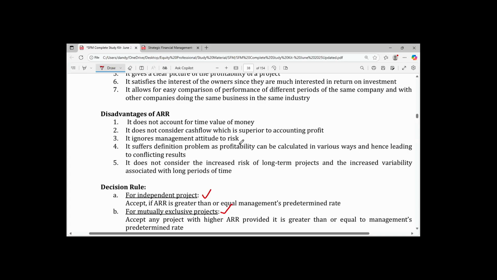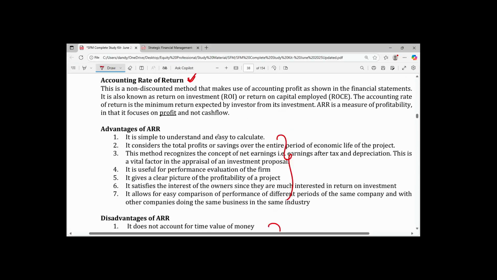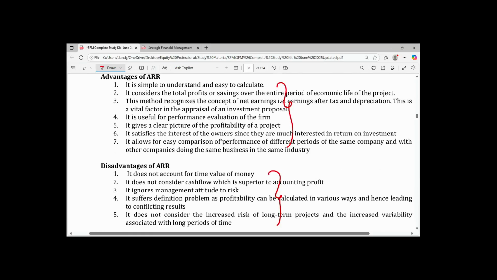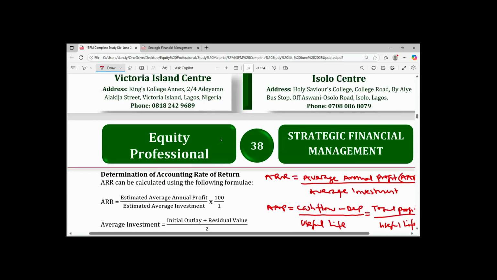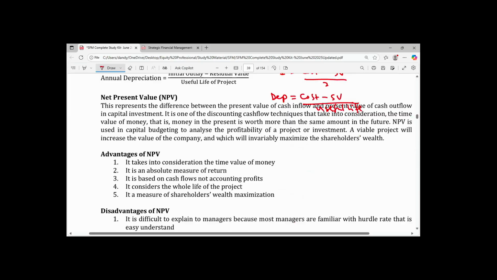All right. Again, please go ahead, read about the advantages and disadvantages of accounting rate of return. It's as simple as that. For a very long time, ICAN has not tested the accounting rate of return. It's not common.